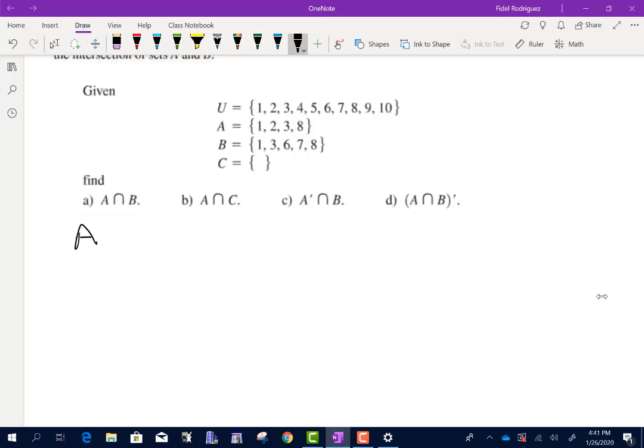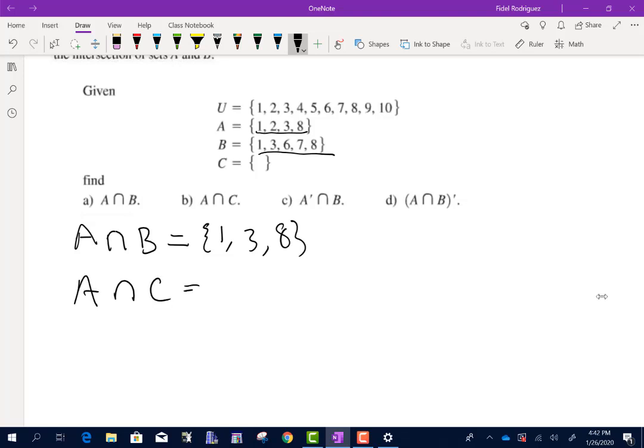Okay, all right. So if I'm going to do the first one here, A intersection B. I'm going to look at this set here, and I'm going to look at this set here. And I'm just going to ask myself, what numbers do we have in common to both? Well, 1 is common to both. 3 is common to both. And it looks like 8 is common to both, okay? So there's my intersection of two sets. Now let's do the second part, A intersection C.